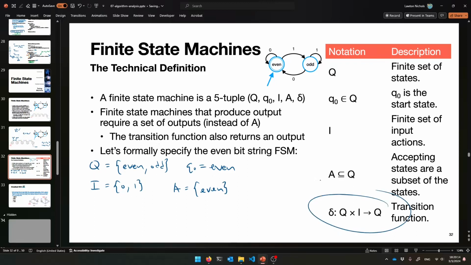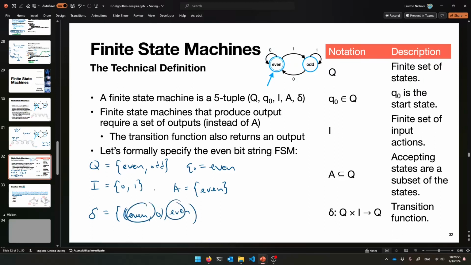And then finally, the transition function. Here's delta, our transition function. What does this look like? This is equal to, well, what is a function but a set of input-output pairs? So if your state is even and you see a 0, you better stay in even. That's your result, even. That's how you can define a function, just as a set of pairs, inputs and outputs.